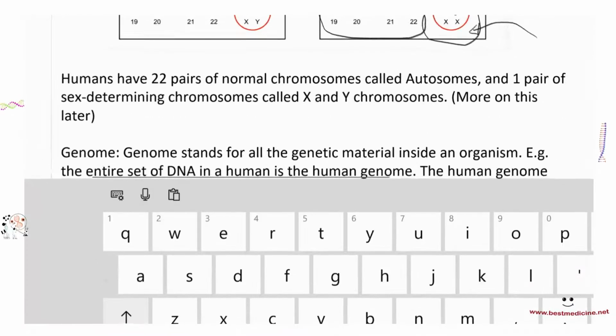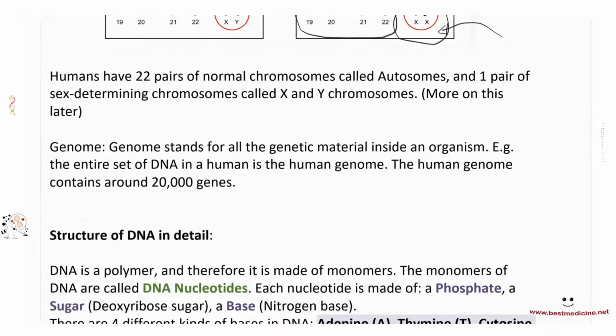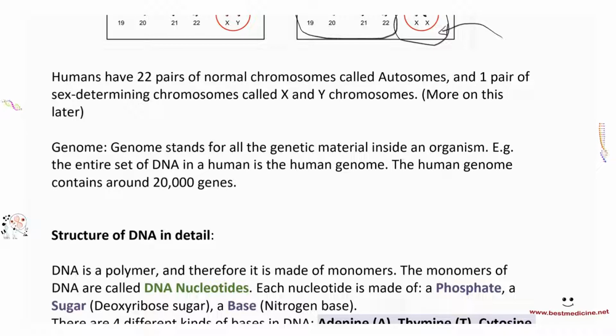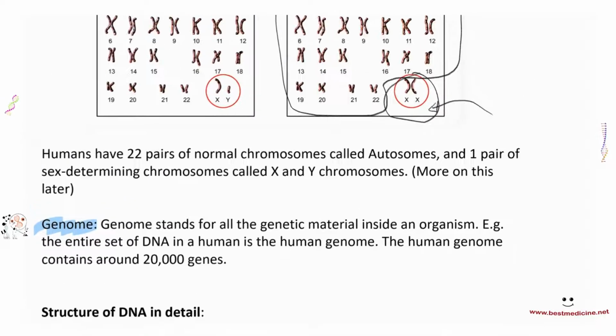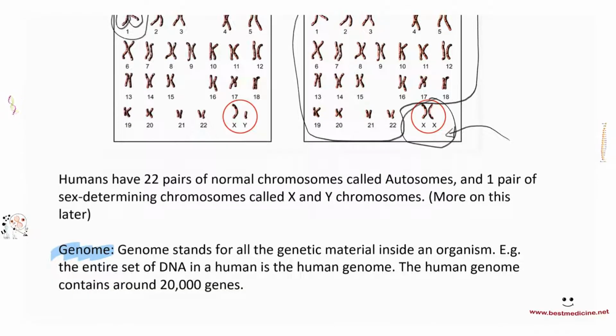What is a genome? A genome is a word that often shows up. This is what this chapter is about as well. So what is a genome? A genome stands for all the genetic material inside an organism, right? The entire genetic material combined, containing all the genes, all the coding regions, all the genetic regions, as well as the non-genetic regions of the DNA. So the entire set of DNA in a human cell is the human genome, okay? Because all cells have the same DNA, so just one particular cell's DNA is the human genome, okay?